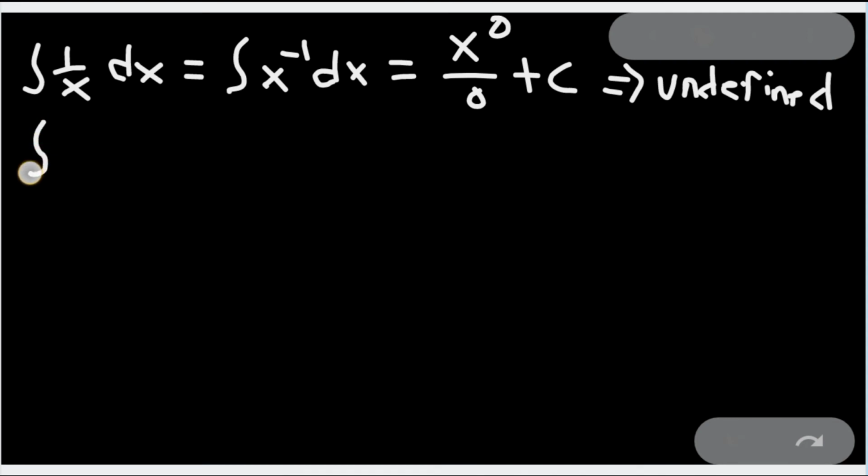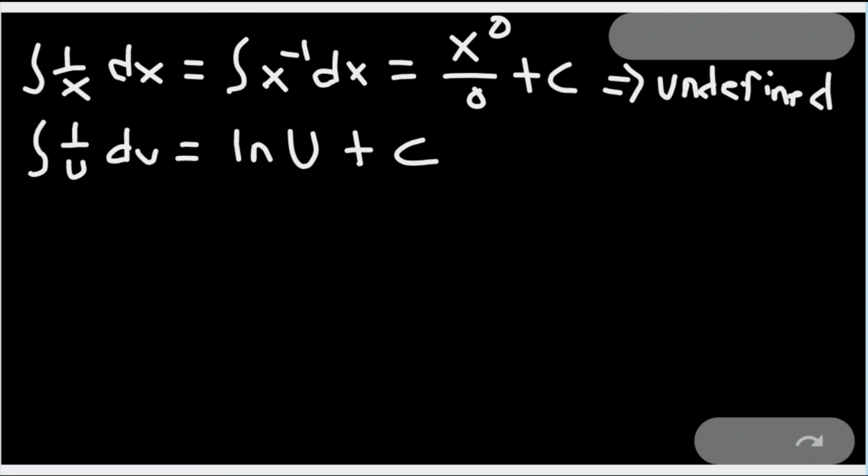The integral of 1 over u du is equal to ln u plus c. So that's the general expression. Therefore, the integral of 1 over x dx is simply ln of x plus c.